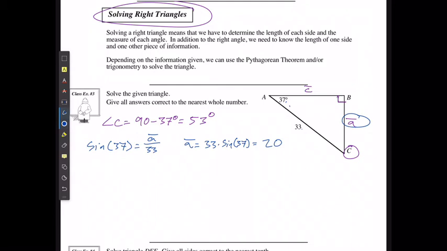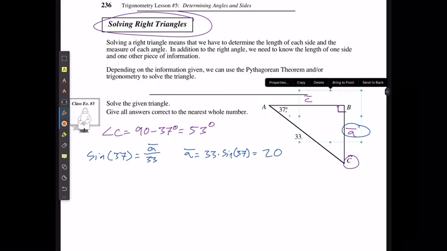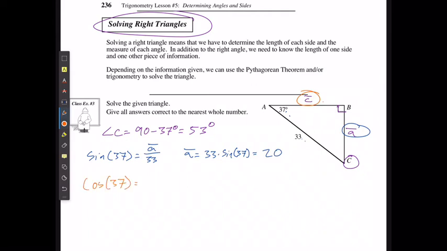For side length C, you could have called it AB as well. That's perfectly acceptable. For side length C, I'm going to say that this is the adjacent, this is the hypotenuse, and I know my angle. Cos of 37 is equal to side length C divided by 33, which means that side length C is going to equal 33 times cos of 37. And when I do that one, it's going to give me 26. And there's my 3 missing side lengths.